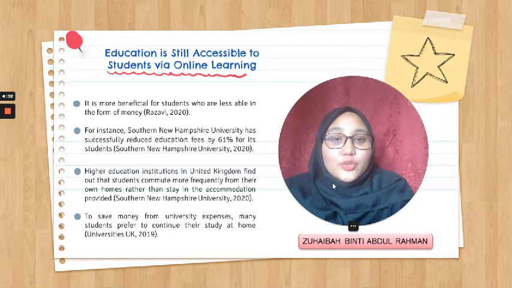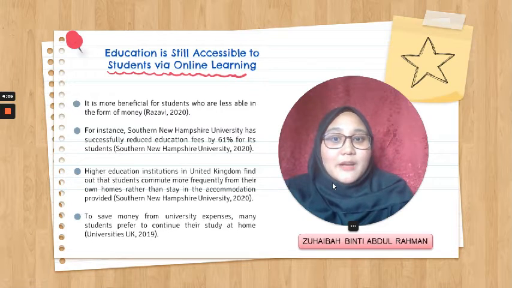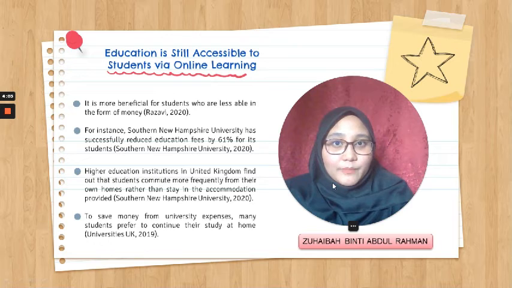Usually, students who come from lower income families do not enter university as they worry the university fees will be expensive. But by having online learning, they can also join the university, as the education process is via online learning. For instance, Southern New Hampshire University successfully reduced its university fees by 61% for its students. It is quite a huge amount for students.